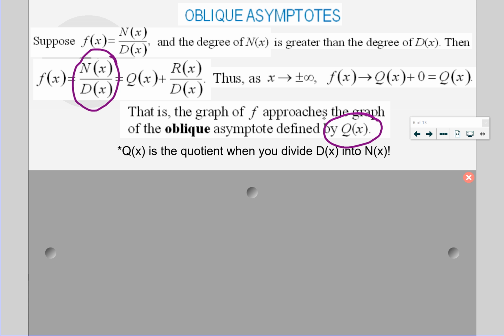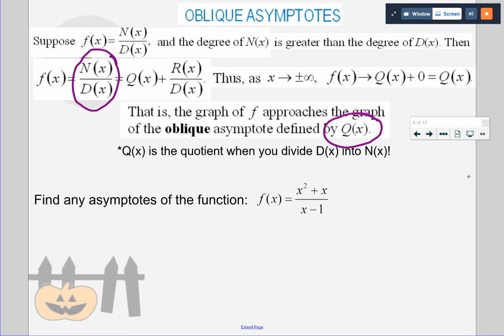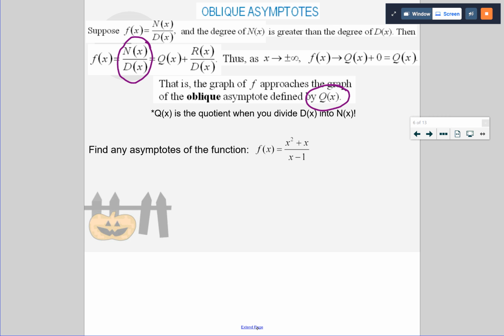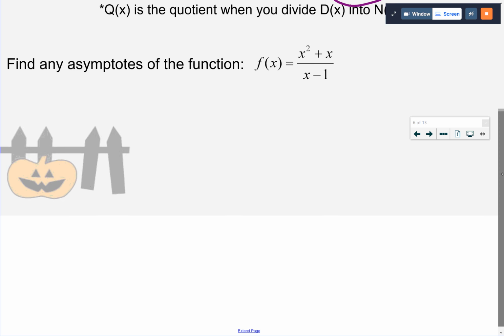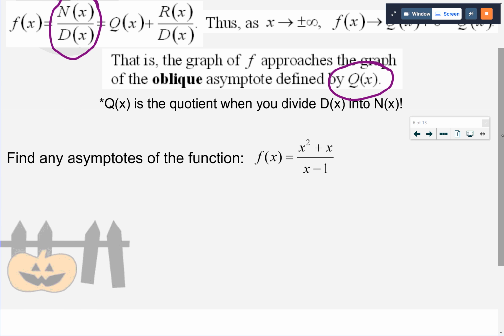So we're going to do this problem. Move it up a little bit for you here, maybe. Here we go. Okay. And we're going to find any asymptotes. We're going to do all 3 of the cases.